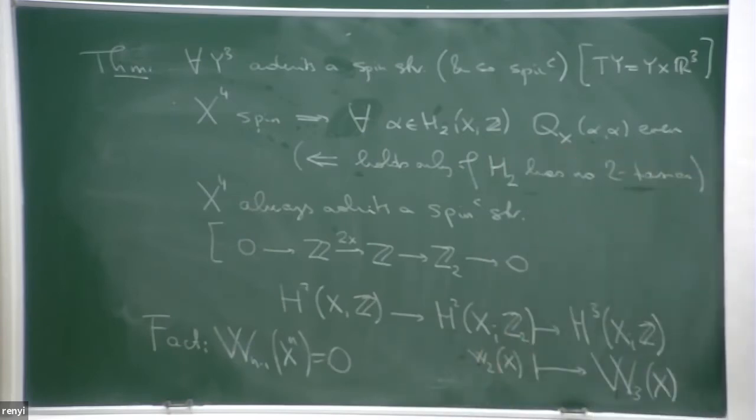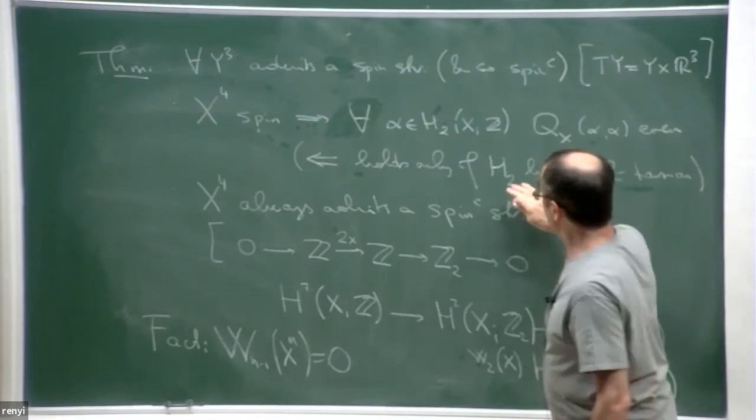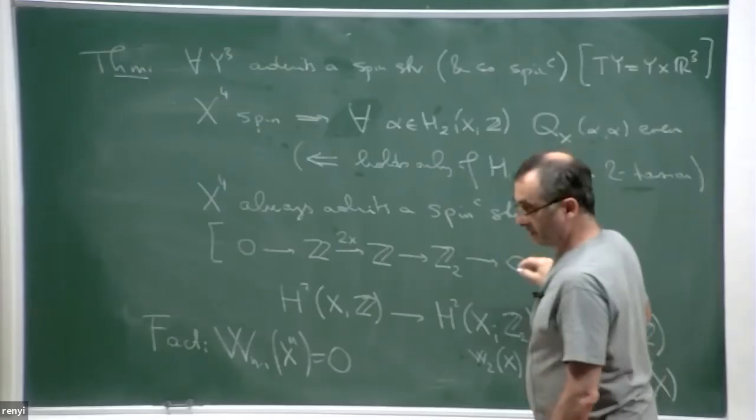Let me just clean the next board. Andrzej, while you're cleaning the board, just a question about this reverse direction. I feel like I've seen this more with H1 has no two torsion. Am I just misremembering that? Yeah, and it doesn't matter. Oh, okay, they're equivalent. Yeah, just by Poincare duality, by duality, it doesn't matter which torsion.